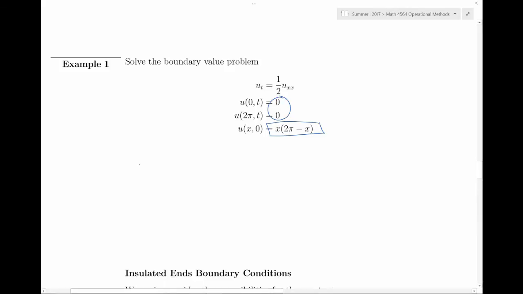Well, it looks like the solutions u sub n will be the functions e to the minus kappa is 1/2, so it's going to be 1/2 times pi times n over 2 pi squared t times sine of pi n over 2 pi x. Then the function u of x,t will be the summation as n goes from 1 to infinity, c sub n times these functions u sub n.